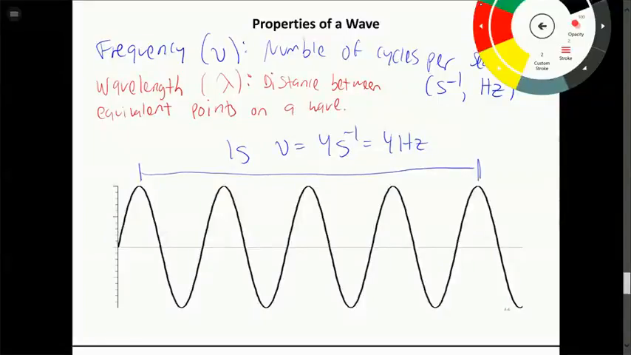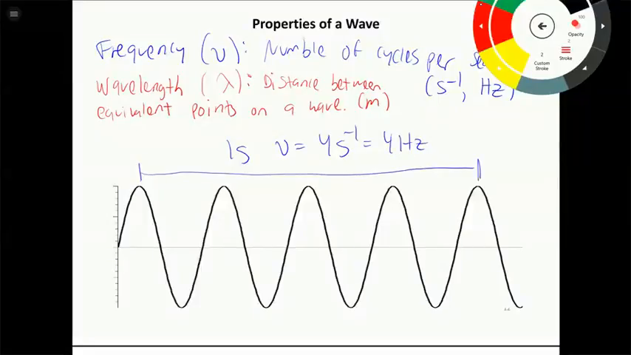And it's given in meters or some unit of length. The standard unit is meters, but it's often given in something like centimeters or nanometers, depending on the size of the wave you're talking about, the wavelength. So lambda can be defined in a lot of different ways.